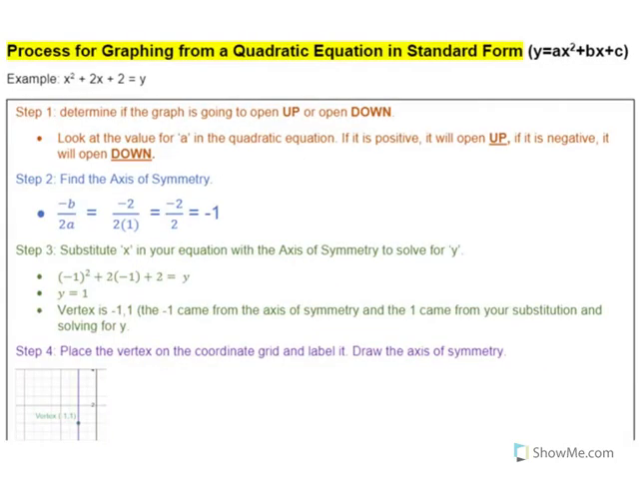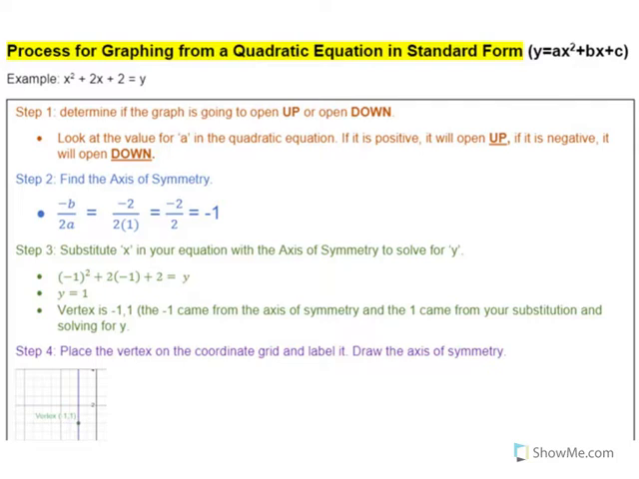So now we're going to go over the basic process for graphing from a quadratic equation in standard form. If y equals ax squared plus bx plus c, and your example is x squared plus 2x plus 2 equals y, the very first thing we're going to look at is to determine if the graph is going to go up or if it's going to open downward. So looking at the value of a in the quadratic equation, if it is positive, it will open up. If it is negative, it's going to open downward.